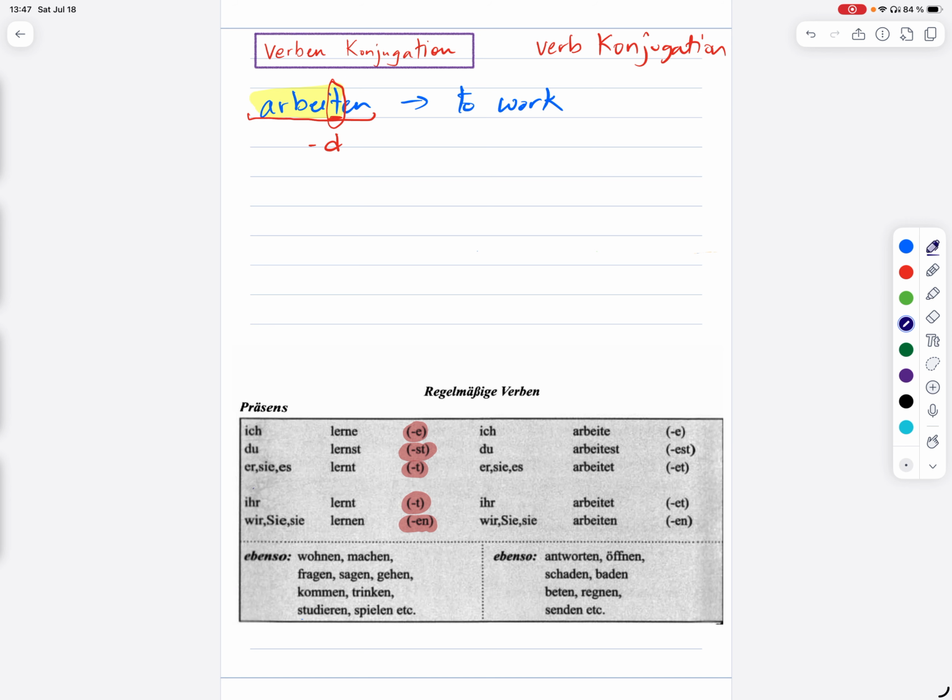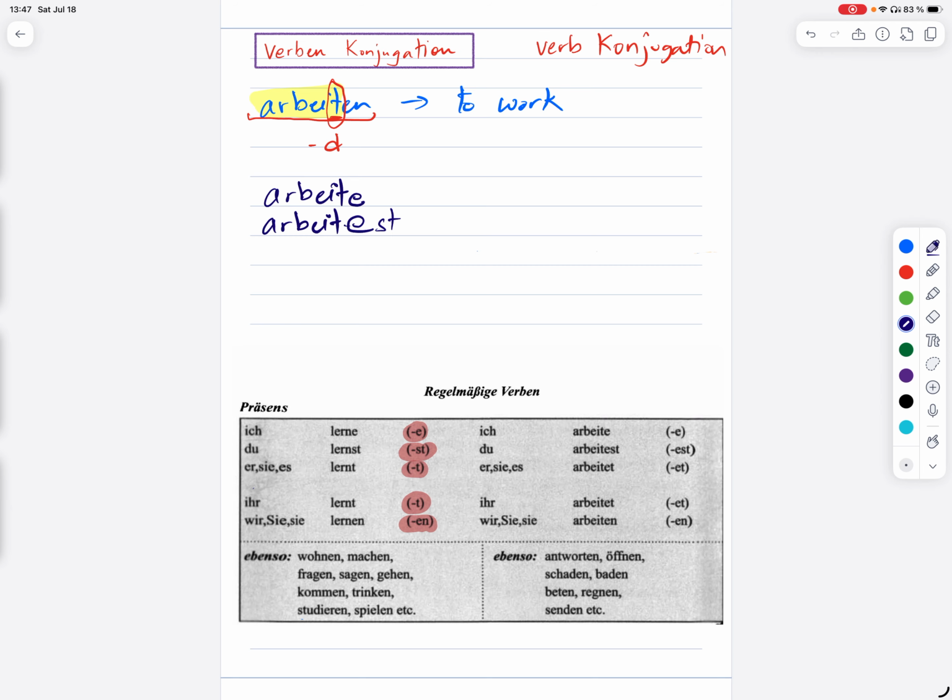So I have ich, arbeit, stem form, and I add an e. So no problem here. Ich arbeite. Then du arbeitest. So if the original will be st, but I will do another e here, so it will become arbeitest, right? So it's easier to pronounce.